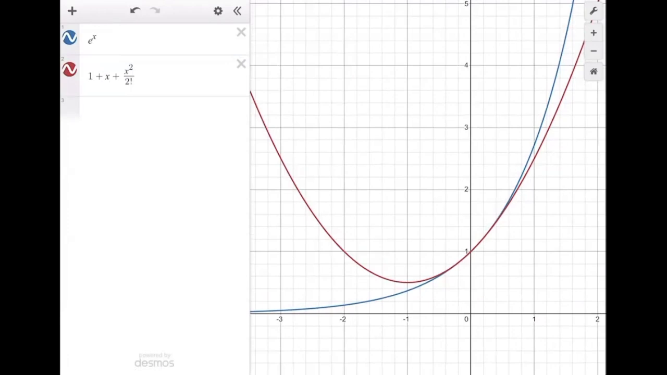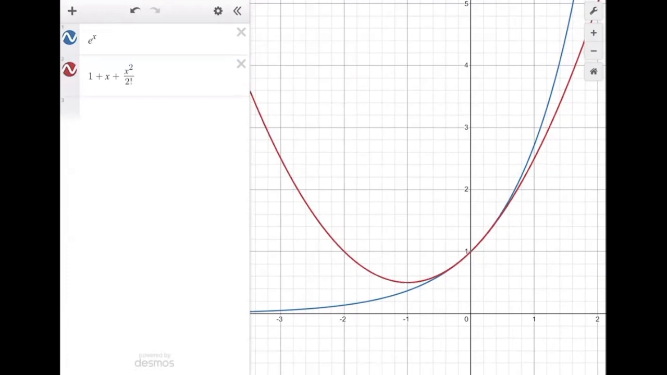And if you compare the two graphs, it looks like the graph of the polynomial became more like the graph of e to the x. And notice how the point of tangency is still at 0. That's the center. That's what I was saying earlier. The center is really just the point of tangency.